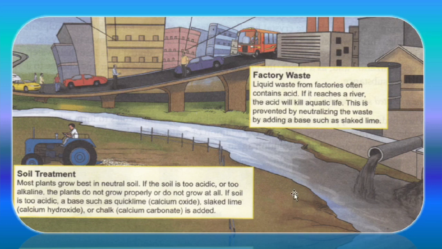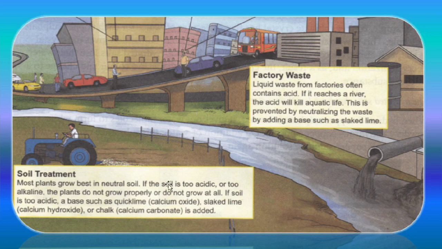Next use of neutralization is factory waste. Most of the waste coming out of factories contains acidic substances. If it reaches the water, it causes water pollution and also affects the water life there. So to prevent this, factories have to treat the waste before releasing it into the river. The treatment should be carried out by adding a base such as slaked lime. When this base is added to acidic waste, it gets neutralized, so there is less effect on the aquatic life in the water.